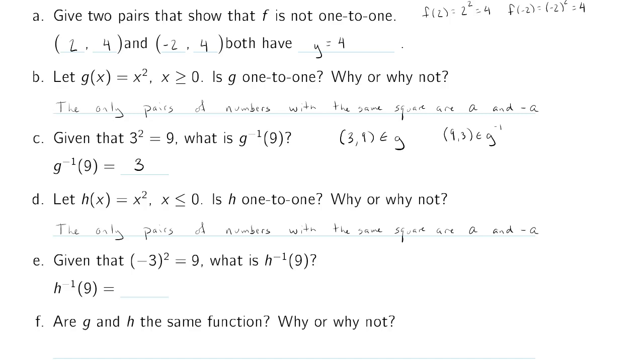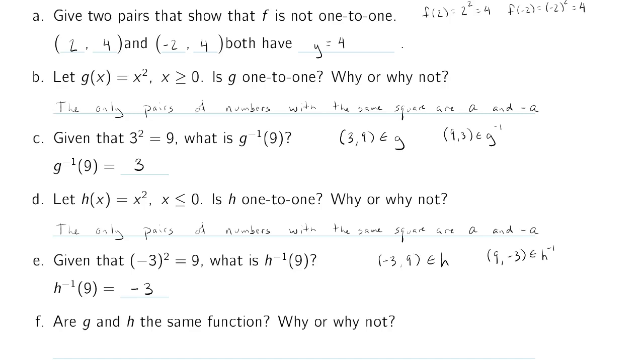And we can actually figure out this inverse with some trial and error. So for example, negative 3 squared is 9. Notice negative 3 now is in the domain of h. So the pair (-3, 9) is going to be in the relation h. Switch the order. The pair (9, -3) is in h inverse. And so when we have the input 9 to h inverse, we get the output negative 3.